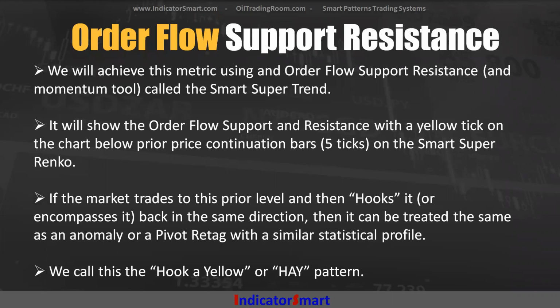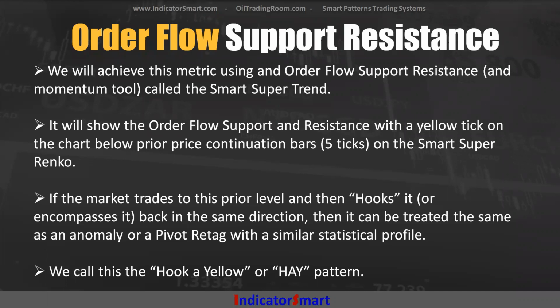So we're going to take this order flow support resistance tool. It's called Smart Super Trend. We're going to put it on the chart. What it's doing is taking order flow and converting it into support and resistance levels. It's marking on the chart something similar to a pivot retag that we just covered. And the way I'm going to do it is I'm going to put a yellow tick on the chart, right below the price bar.